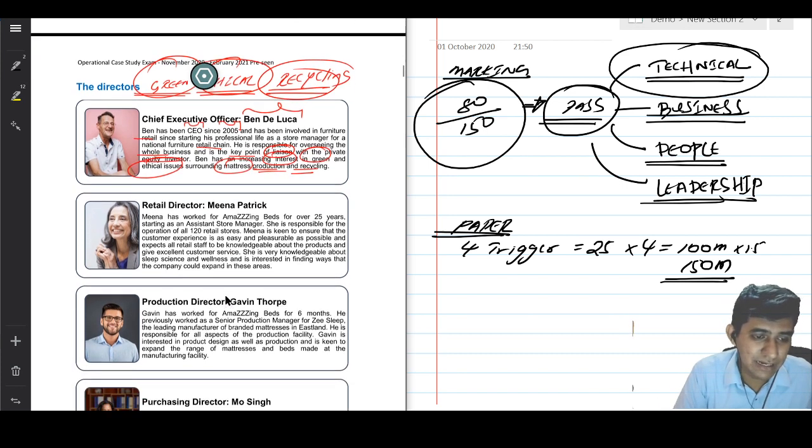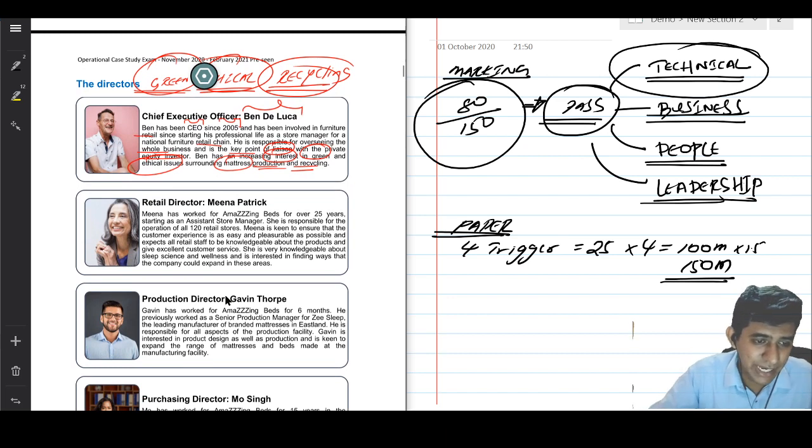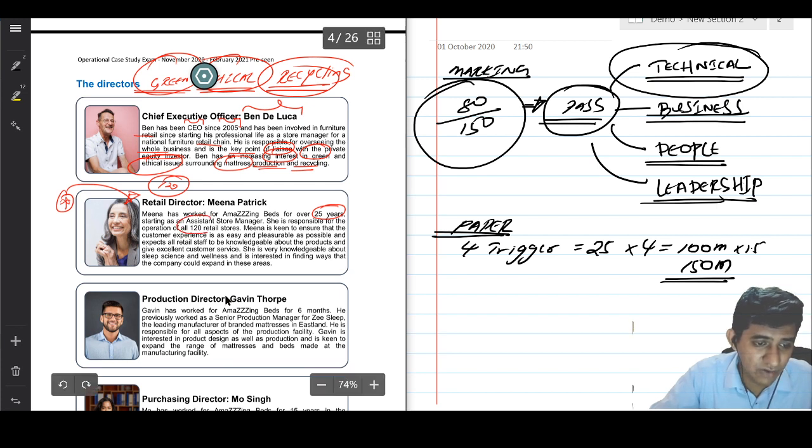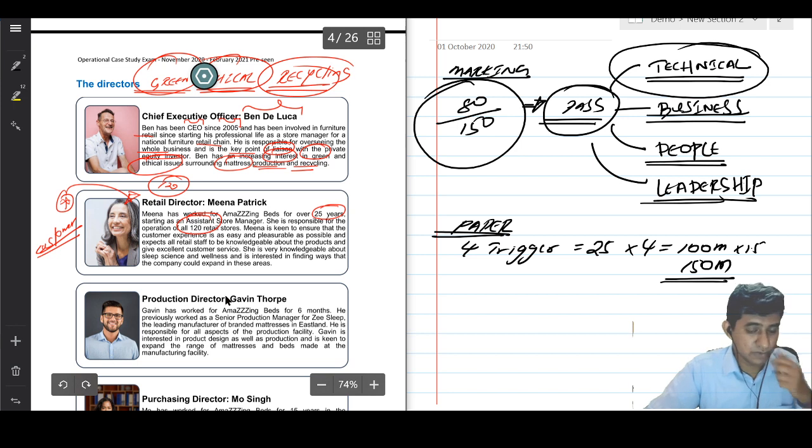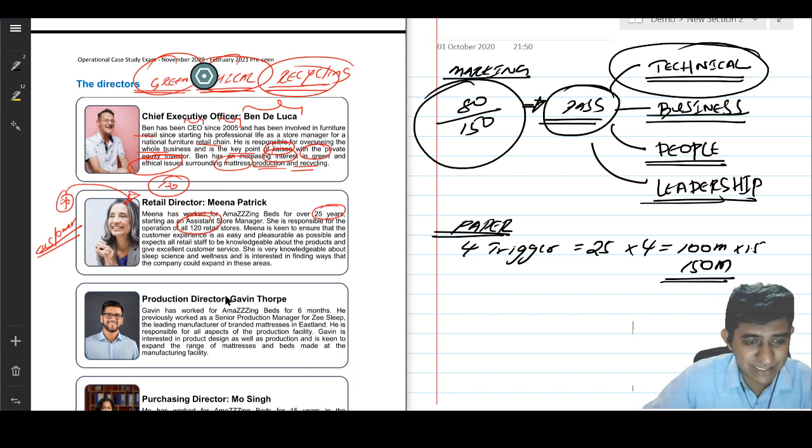So the retail director, Meena Patrick. Meena has worked for Amazing Bed for over 25 years. She is one of the senior staff, students, and very important is the retail operation, because at the moment they have 120 stores across the country. Starting as an assistant store manager, she is responsible for operation of all 120 retail stores. So generally I can say customer complaints, she will be handling. Very important thing, students, very important in the service sector.